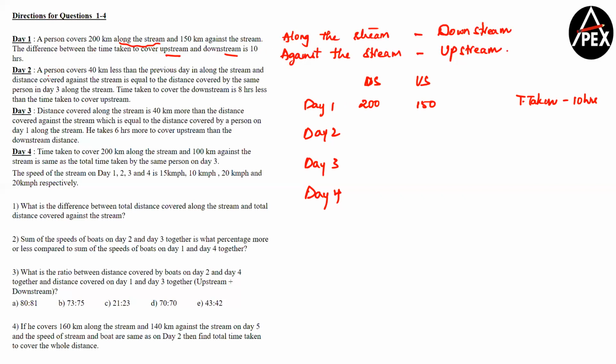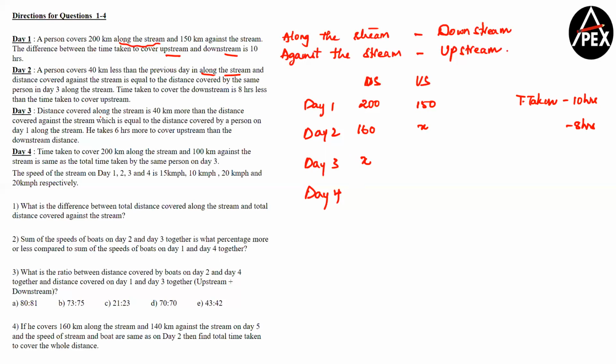Now on day 2, a person covers 40 kilometers less than the previous day along the stream. Along the stream is downstream, so this will be 160. And the distance covered against the stream is equal to the distance covered by the same person on day 3 along the stream. So if this is x, this will be x. The time taken to cover the downstream is 8 hours less than the time taken to cover the upstream.